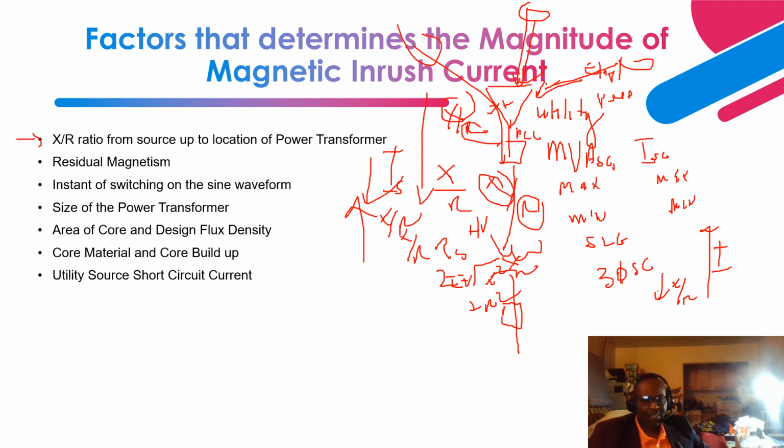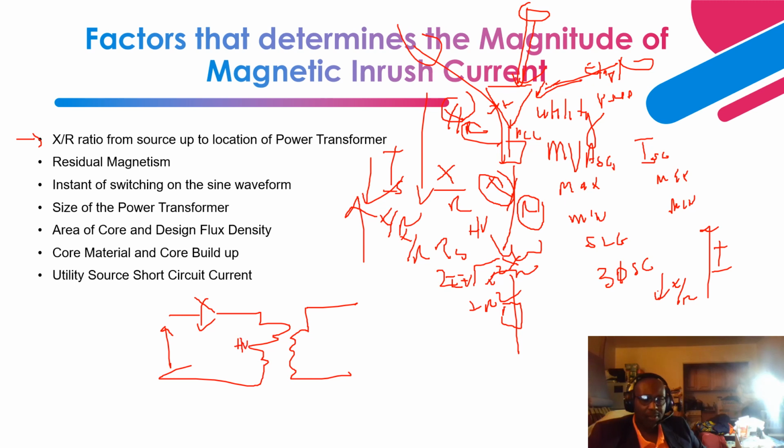Next is residual magnetism. Remember, I made mention that residual magnetism plays a great factor in determining the peak magnitude, how much magnetic inrush current the transformer will see during energization. So let's say we have a breaker, and we have applied voltage, and we energize the high voltage side of the transformer with the low voltage side open circuit.